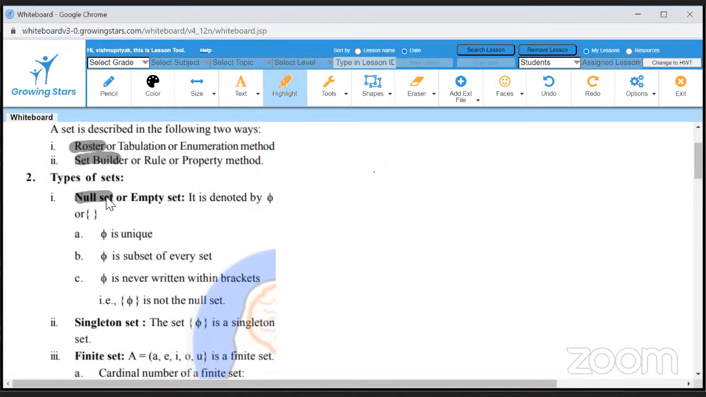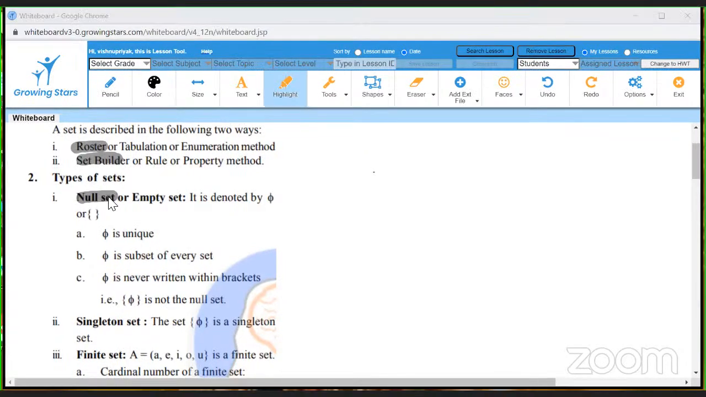8 marks, Lohit, for sets. 8 marks, weightage is 8.